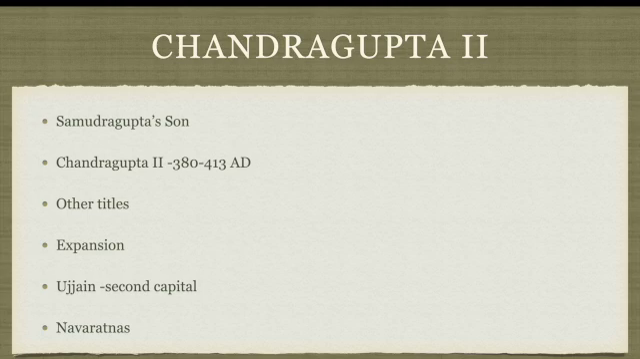It was also during this time that Fahien came into his kingdom. Fahien was a Buddhist scholar who had come to India to study Buddhism. He visited around 4,000 Buddhist schools, and he wrote about the kingdom during the time of Chandragupta II. Because of him, we have got a lot of information about Chandragupta II.